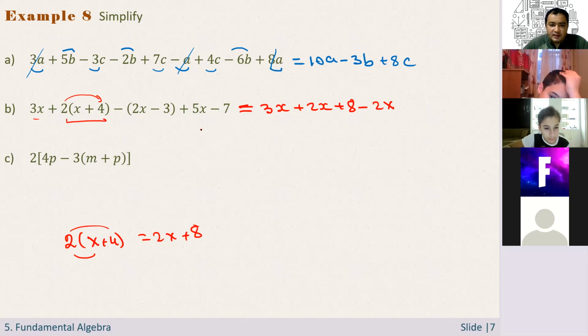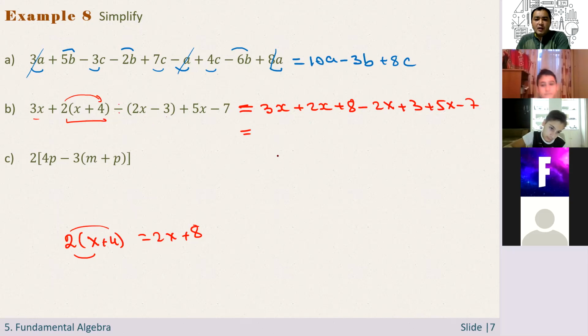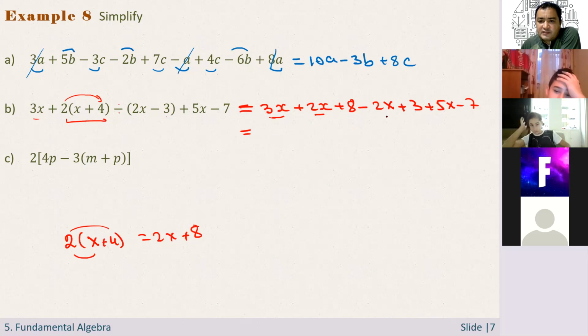Minus 2x, right? If we have minus times 2 is minus 2, minus times negative 3 is positive 3. Now here we have 5x because there's nothing, right? Minus 7. Now we have to simplify. Wagif, quickly simplify. What is 3x plus 2x? 5x. 5x minus 2x. 3x. 3x plus 5x. 8x, right? Done.